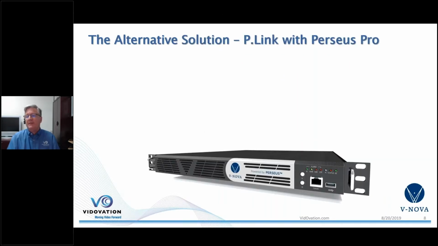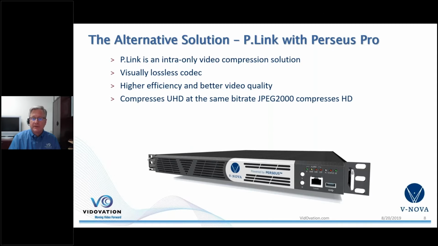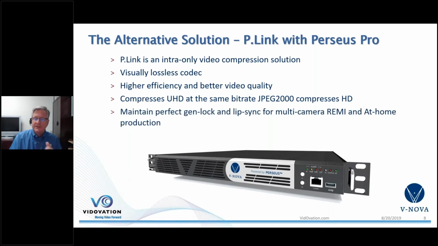How is Perseus implemented today? Perseus Pro is implemented in a product made by VNova called P.Link. And P.Link, as I discussed, uses the Perseus intra-frame only compression. It gives us visually lossless, higher efficiencies and better video quality. By efficiencies, we mean lower bit rates, and by better quality, we mean you don't see the artifacts, it's visually lossless.